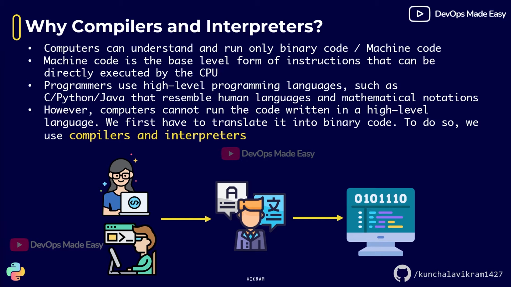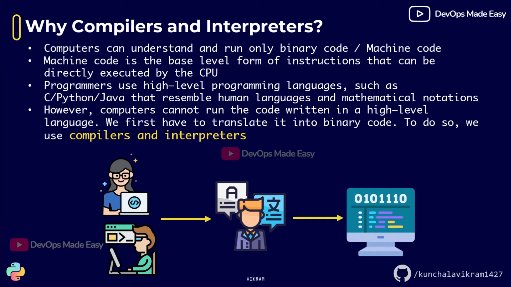Programmers use high level programming languages such as C, Python, Java, Go that closely resemble human languages, which are basically written using English words and mathematical notations. However, computers cannot run the code which is written in high level languages.